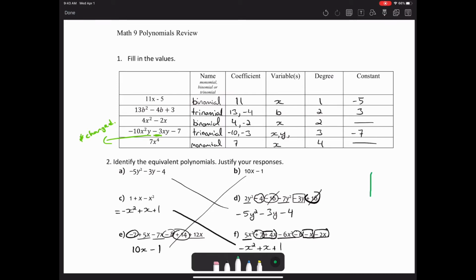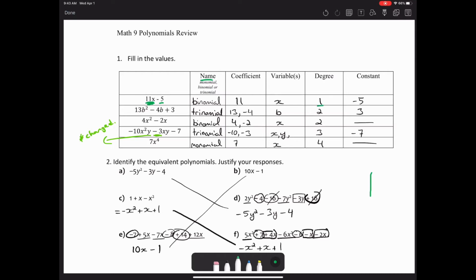So first part, just kind of labeling a polynomial. The first thing we look for is the name, and we look for how many terms we have. So in this one we have two terms. Two terms we use binomial. Next we go for coefficients. Coefficients are anything in front of a variable. So in this case, 11 is our coefficient. Variables, so we have one variable, x.